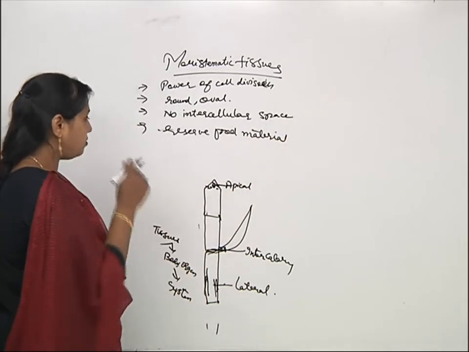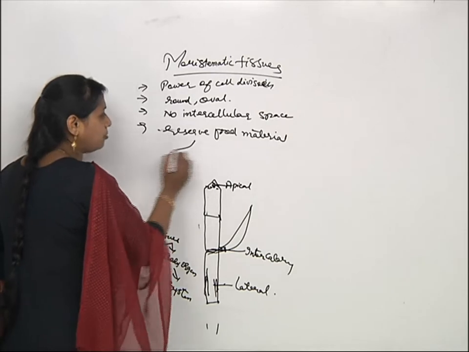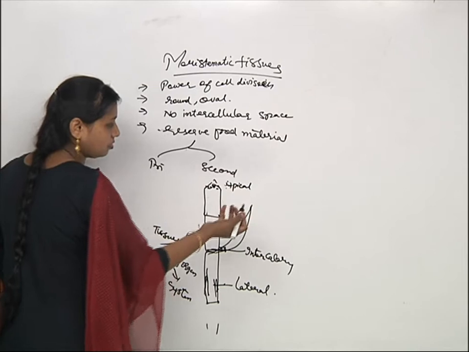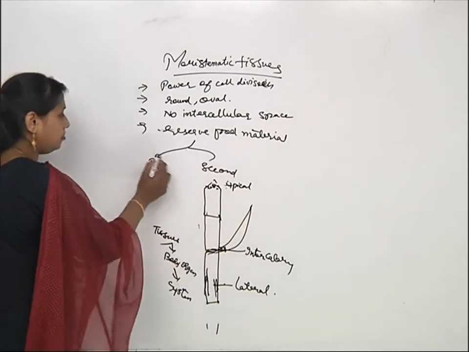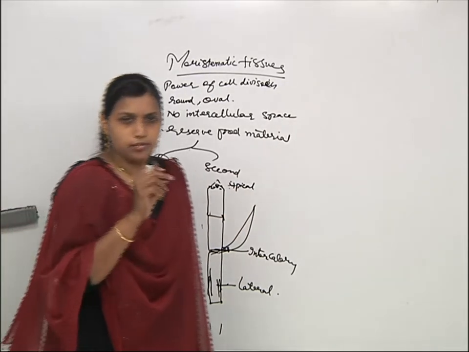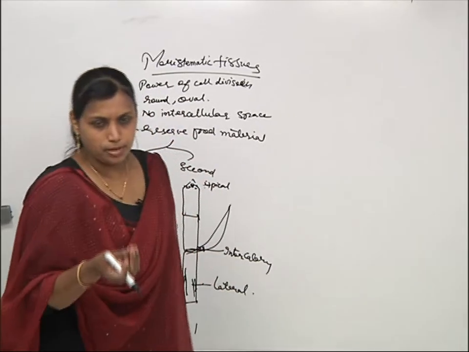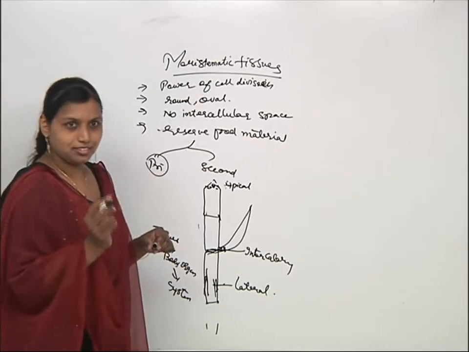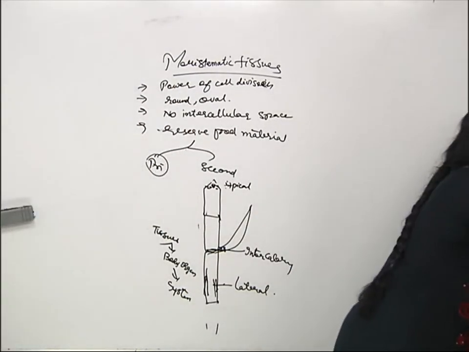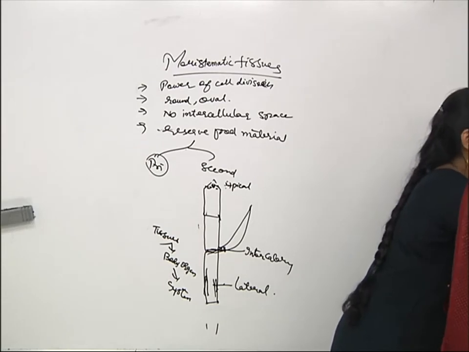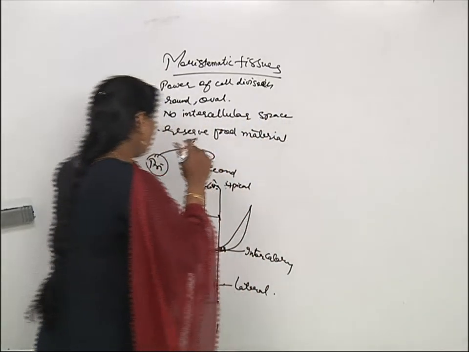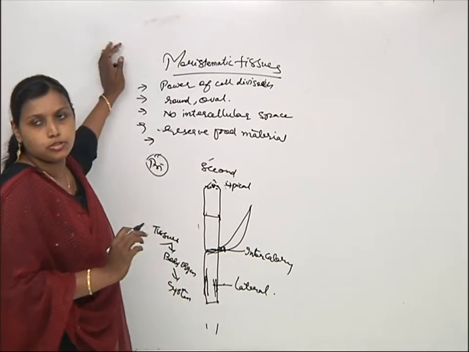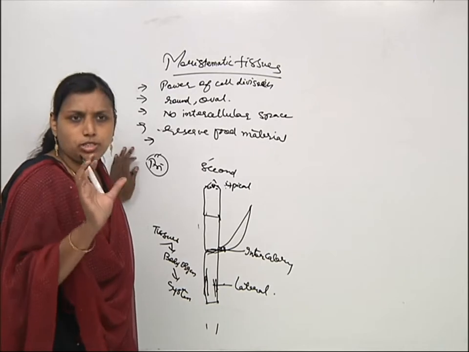And again, as we said, meristematic tissue is of two types, primary meristems and secondary meristems. Right? Now, what is primary meristem? Primary meristem is the one which is formed from the primary plant body. Okay. Now, this meristematic tissue forms the basis of all the ground tissues of the plant.